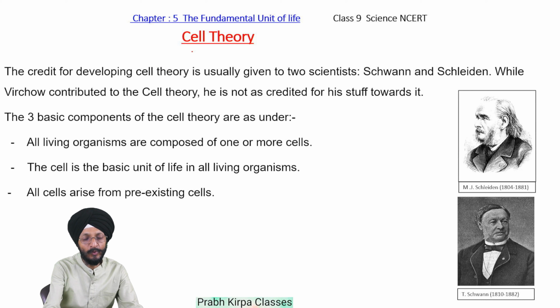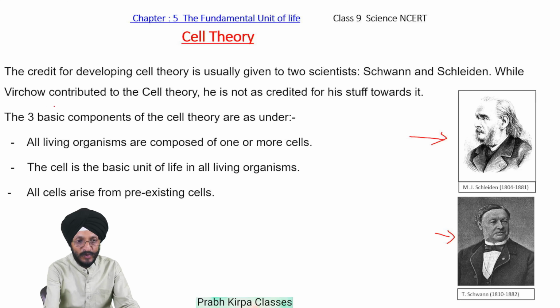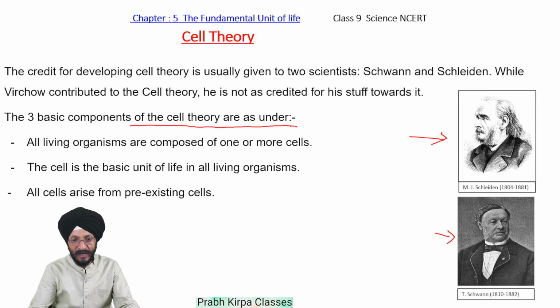Now we come to the question of what is cell theory. The credit for developing cell theory is usually given to two scientists, Schwann and Schleiden. While Virchow contributed to the cell theory, he is not as credited for his work towards it. The three basic components of the cell theory are as under.